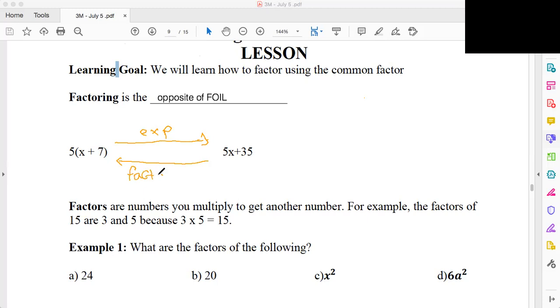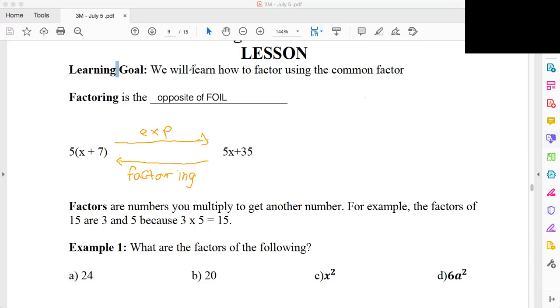When we look at the word factoring, we see the word factor. So factors are numbers you multiply to get to another number. For example, the factors of 15 are 3 and 5, because 3 times 5 equals 15.